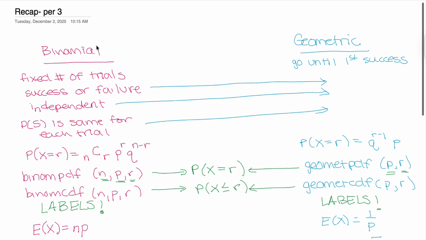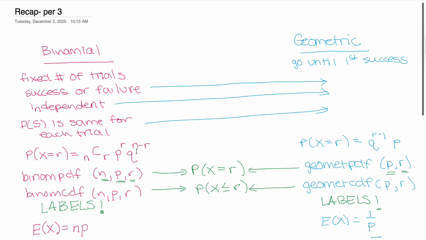So first, binomial. It requires a fixed number of trials, success or failure, independent, like each trial should be independent to each other, and the probability of success is the same for each trial. And geometric only has the first condition different, which is go until first success. The others are all the same.